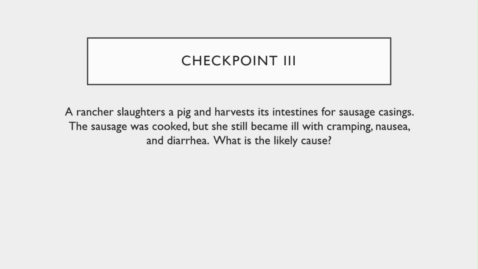Point 3. A rancher slaughters a pig and harvests its intestines for sausage casings. The sausage was cooked, but she still became ill with cramping, nausea, and diarrhea. What is the likely cause?